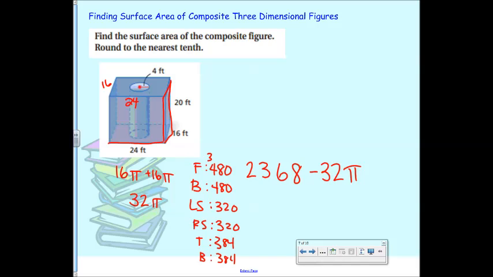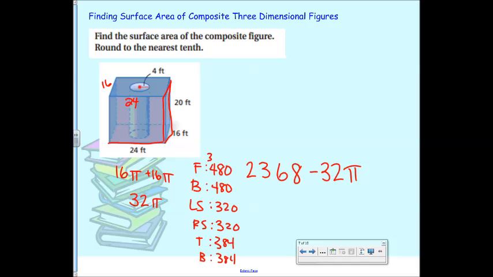Last thing, the length, width, and height of the right rectangular prism are doubled. Describe the effect on surface area. So, what would I have to do first before I could double anything? Find the surface area. Now, would this be easier if we came up with a formula for surface area?